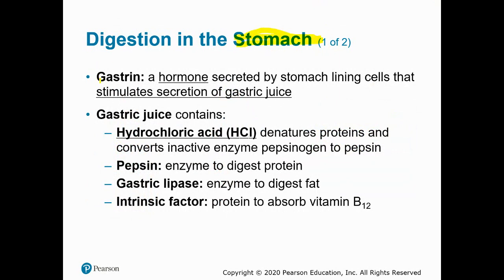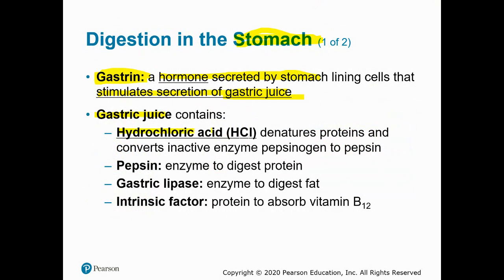So in the stomach, there's a few hormones going on. Gastrin is one of them. Also, start to think of this word gastro, gastric, gastrin, gastra is referring to the stomach. So gastrin is a hormone that's secreted by the stomach that stimulates the release of gastric juices. Again, gastric meaning stomach, so juices of the stomach that are going to do digestion.